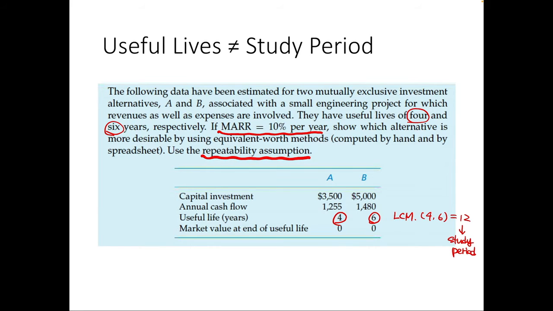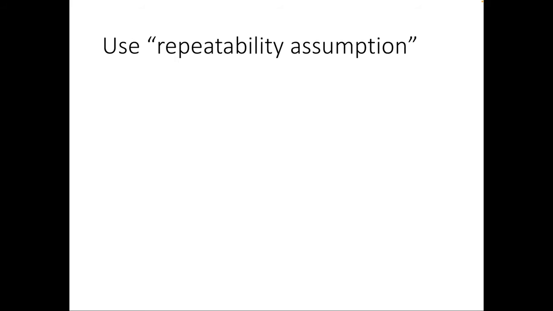And now you can use the repeatability assumption, which means you can extend the option A by repeating the cycle of 4 years for 3 times. So 3 times 4 is 12, so that you can extend the timeline of this option to 12 years. And for option B, you can repeat the cycle 2 times, which means 2 times 6 years will be 12 years. So that's the method we're going to use.